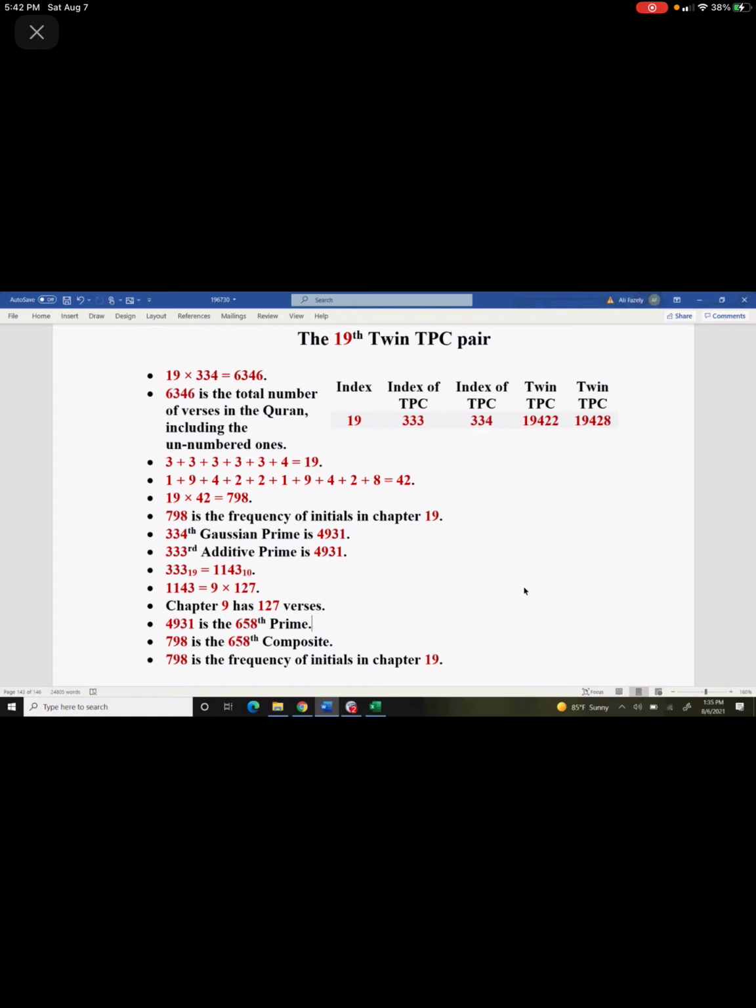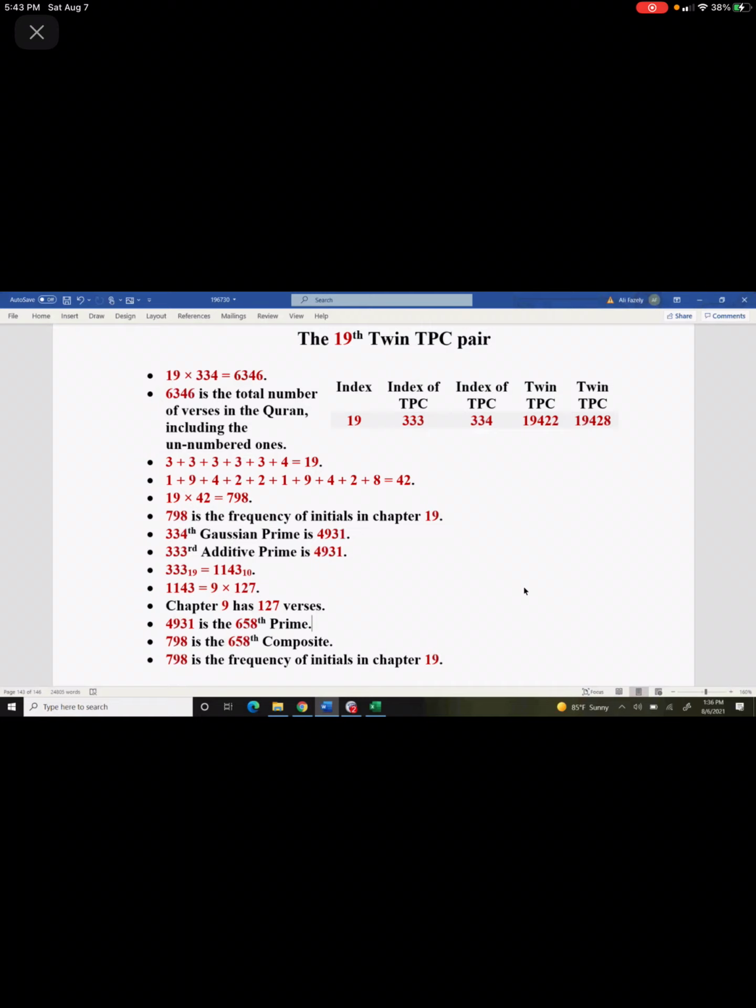So this is the composite which is sandwiched between a pair of twin primes. These are very rare, and that's why the 19th one is so large. In the small numbers, 1 out of every 1,000 is a twin TPC. They also have an index in the TPC domain. The first one is 333, and the second one is 334. So 19,422 is TPC number 333, and 19,428 is TPC number 334.